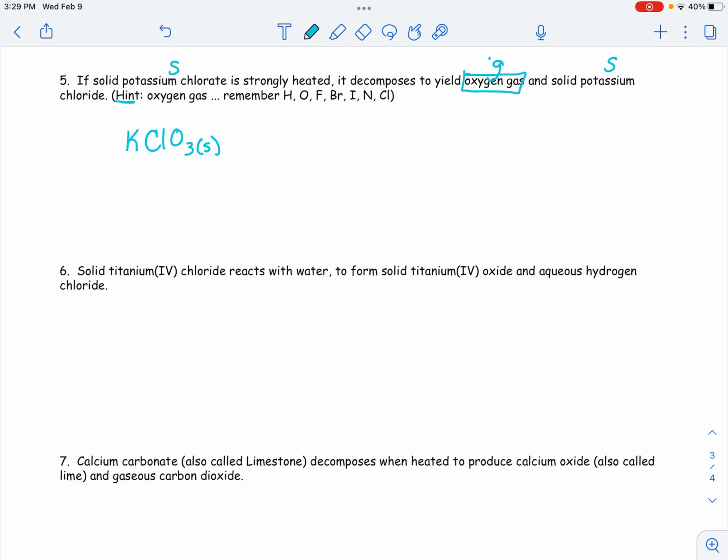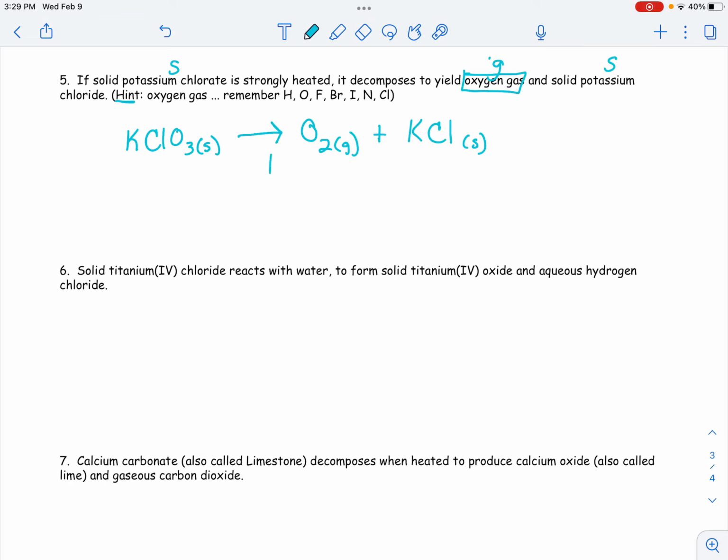So potassium chlorate is heated and decomposes to yield oxygen gas, that's my diatomic, plus solid potassium chloride. Potassium is a +1, chlorine is a -1, and so those balance out just fine. Don't forget your state script, so it's going to be a solid.